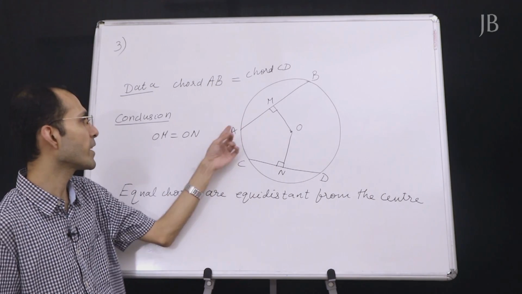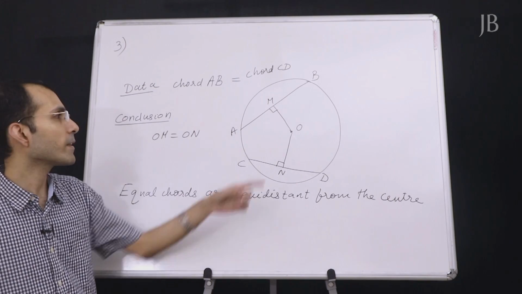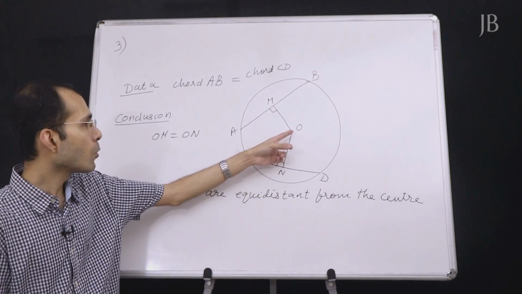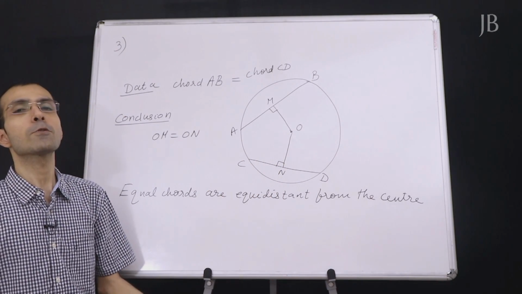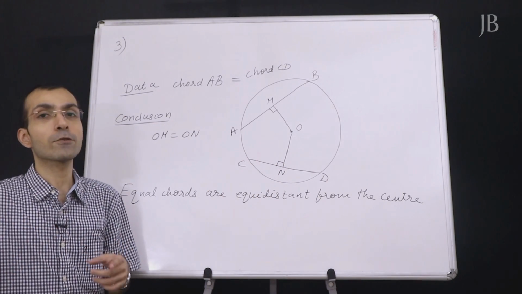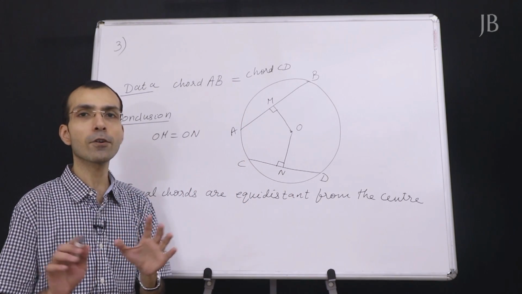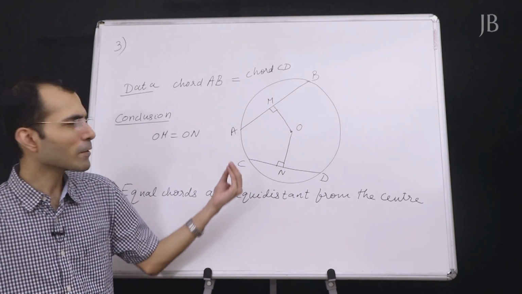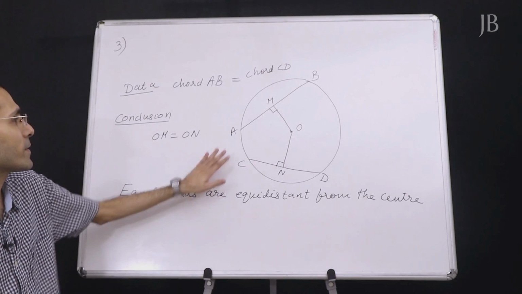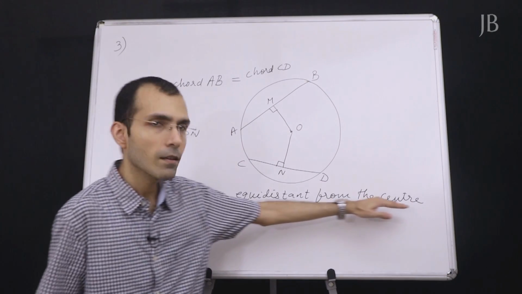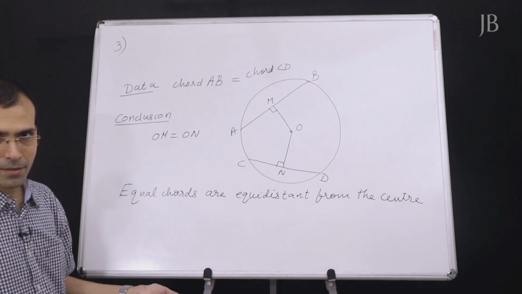What will be our answer? No need to join OA and all that, nothing. Directly we will say OM is 2.5. Therefore, ON also will be 2.5. And of course, the reason has to be given: equal chords are equidistant from the center. So there was a quick numerical based on this. So are you clear with the concept and the numerical based on it?